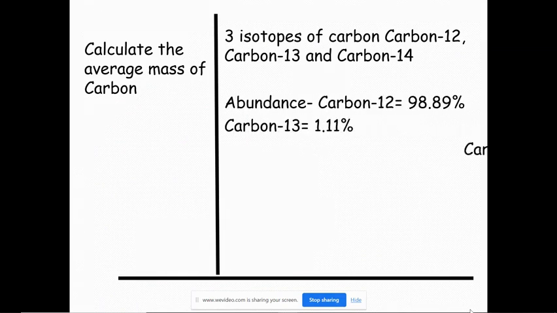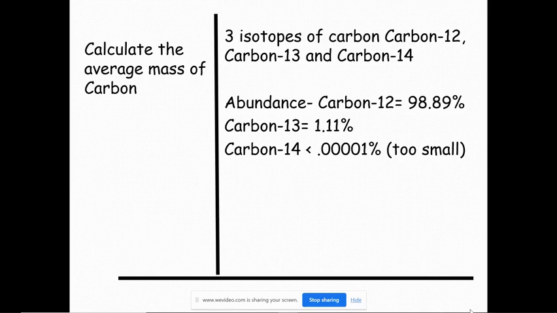Now, what happens is in the abundance, or how many there are of each of them, 98.89% of all of the carbon that we find in nature is carbon 12. 1.11% of all the carbon that we find in nature is carbon 13. And then carbon 14 is way less. It's so small that it doesn't really affect our numbers. So we're going to focus just on carbon 12 and carbon 13.